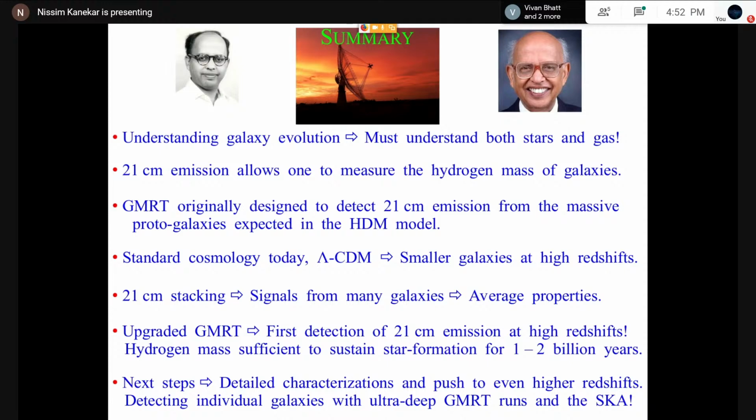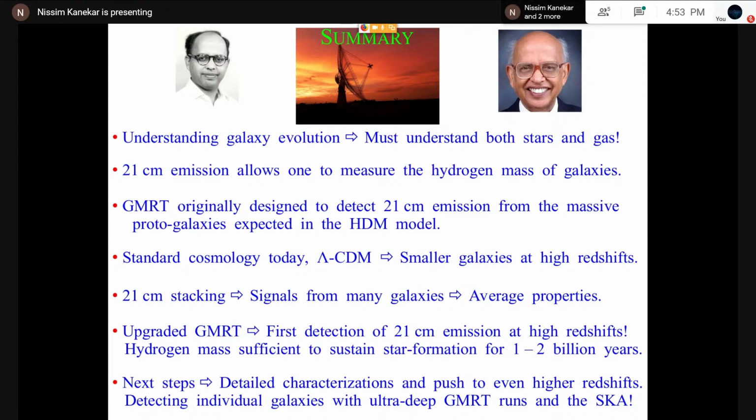The next steps, of course, are to do a detailed characterization of hydrogen in galaxies during the epoch of galaxy assembly, and push to even higher redshift 2 to 3. And we hope that in the next 5 years or so, we will actually detect individual galaxies with ultra-deep GMRT observations and the Square Kilometre Array. So that's where we hope to go.